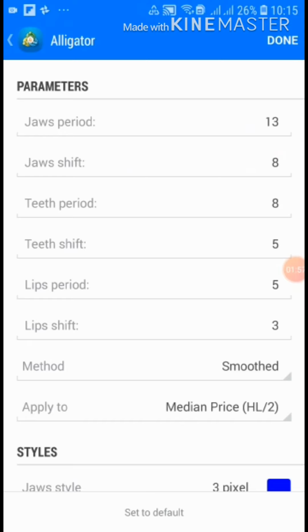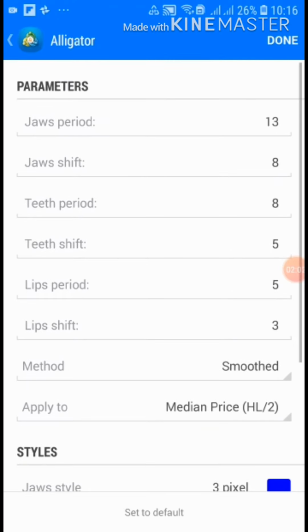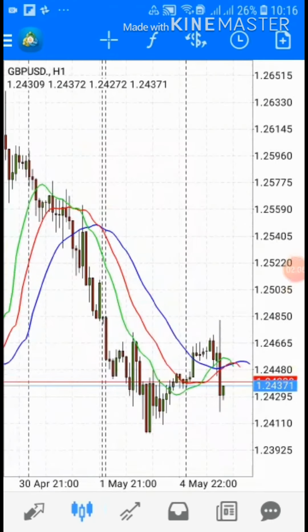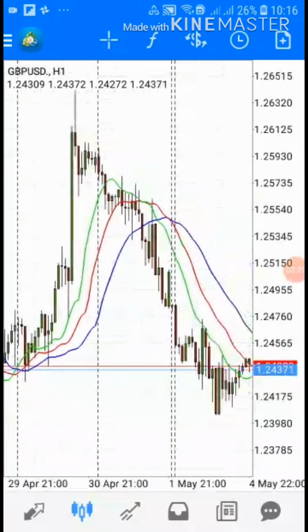Choose it as is, as default. Do not attempt to change anything. You just click on done, and you have it here. So this is what the indicator looks like: the green, the red, and the blue line.